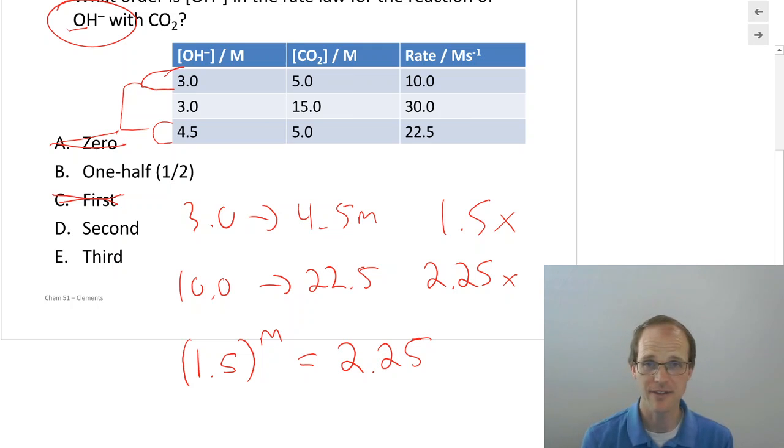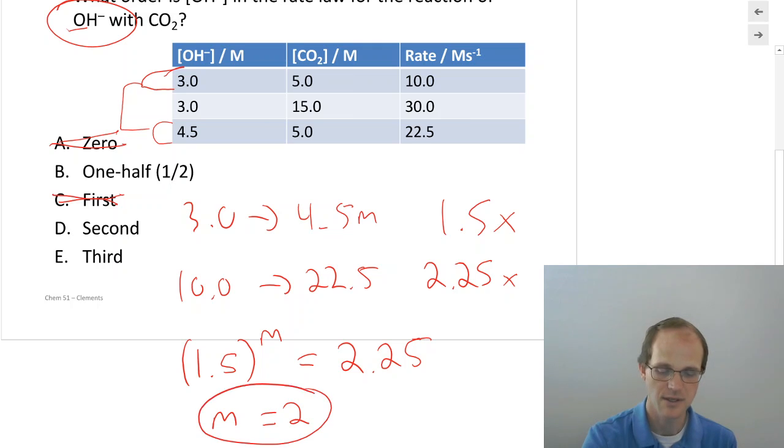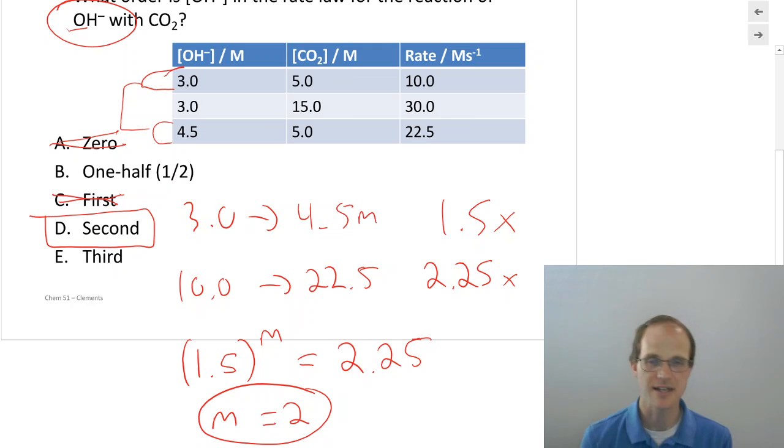You could do the mathematical method if you wanted to, or you can just kind of figure this out and be like, well, if I raise 1.5 squared, what do I get? If I raise 1.5 to the 1/2, what do I get? And it turns out, if you do this, you get m is equal to 2. 1.5 squared is 2.25, and that would tell us that we had a second order reaction.